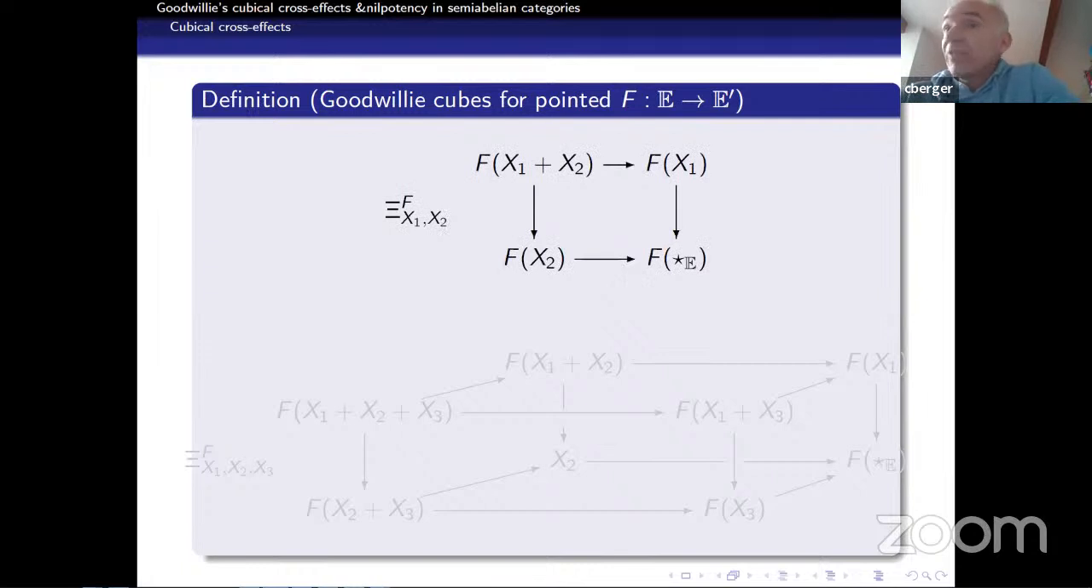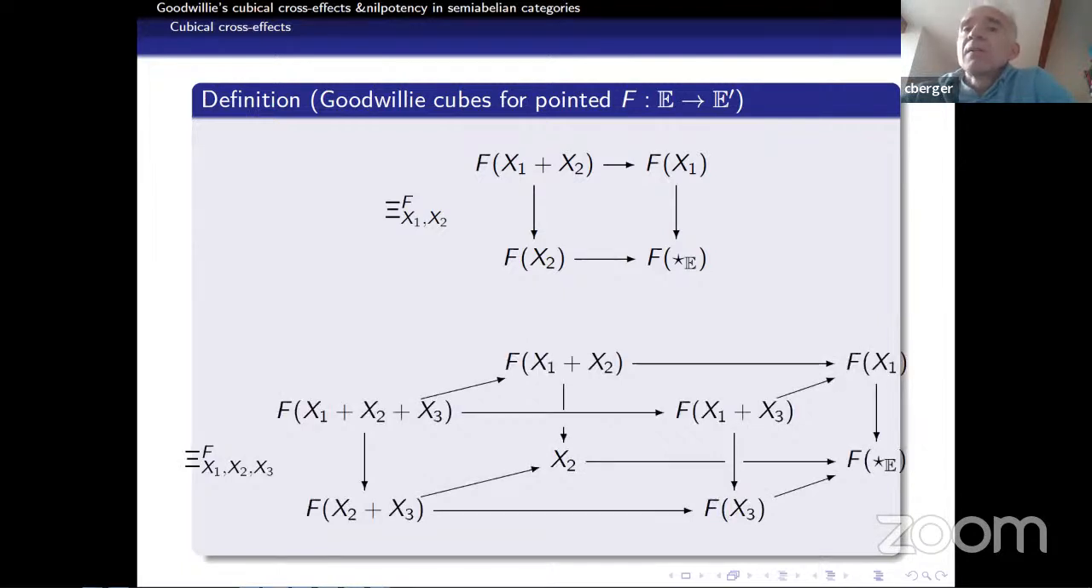Then you can define squares or cubes of any dimension. You take two objects of your category. This defines you a square by taking the sum of them. Then you have these construction maps. You take the identity with the zero map from x2 to the trivial object, and you have it also for x2, and you can then contract to the null object of E, and you can apply your functor f. This gives you a square in E prime. And you can do this for any number of objects.